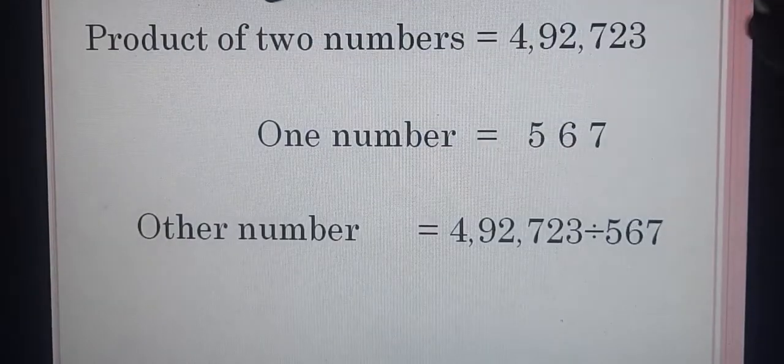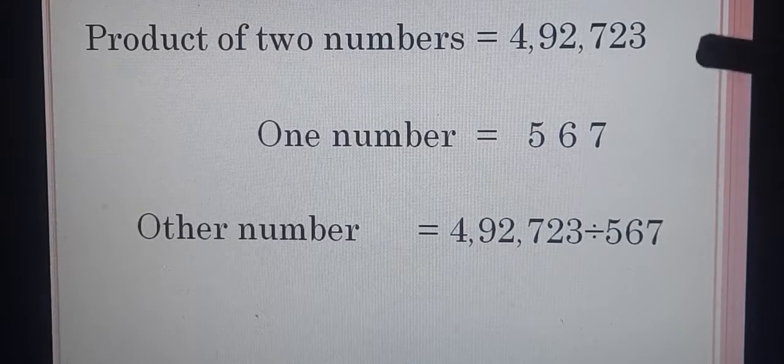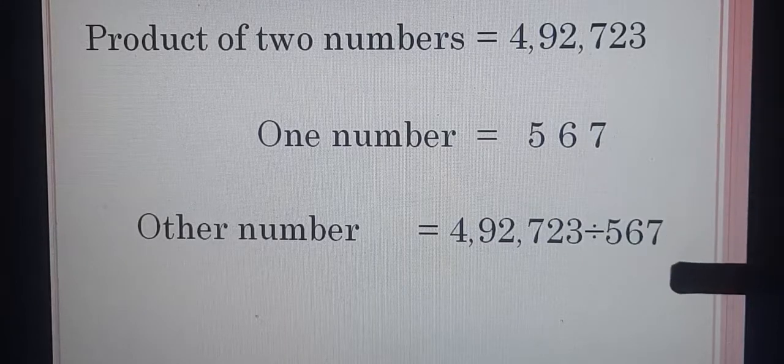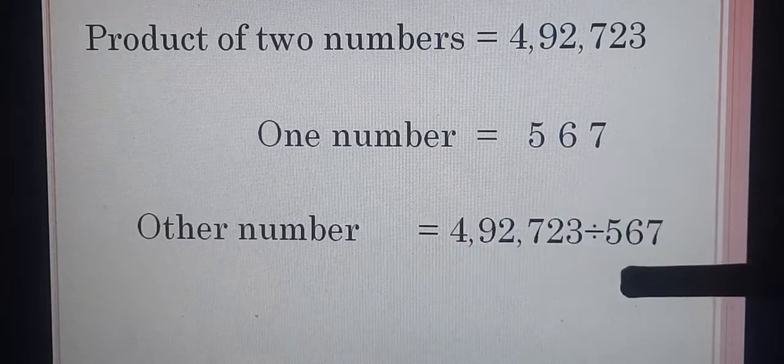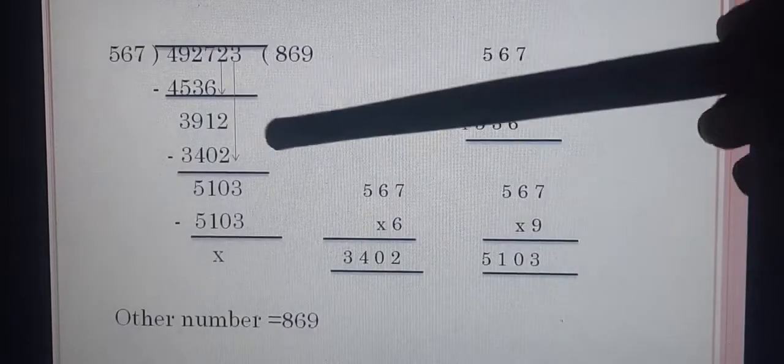How? Let's see. If the product of two numbers is 15, and if one number is 5, what is the other number? So what will we do? 15 divided by 5. 5 3s are 15. So the other number is 3 because 3 into 5 is 15. It means what did we do? We divided the product by the one number we had. That's why we are doing this here. To find the other number we are doing division. Now we will do division.